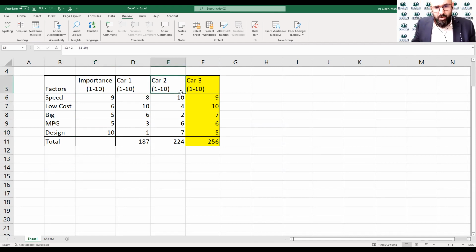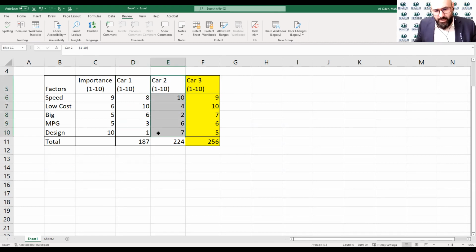So I've selected 3 cars as the options for me. Car 1, let's say this is Ford F-150. They are very, very fast, so I'm going to give it 8 out of 10. Low cost, they're very affordable, so I'm going to give it 10 out of 10. Big, they're big, but maybe there are other cars that are bigger, so I'm going to give it 6 out of 10. Miles per gallon, they're not fuel efficient, so I'm going to give it 3. Design, I really don't like that design, so I'm going to give it 1 out of 10.